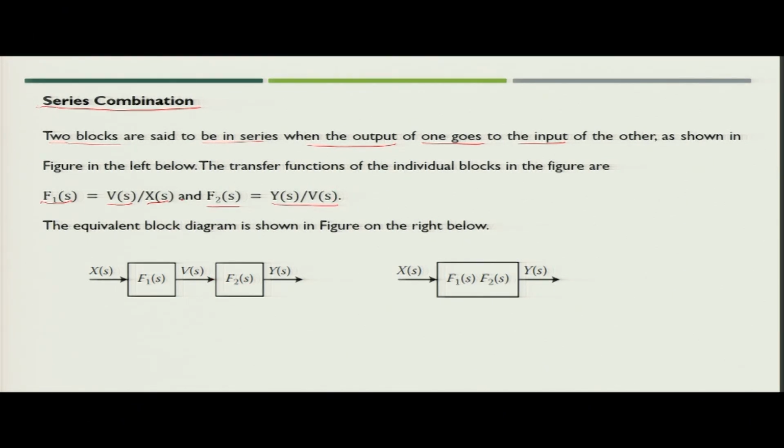So, if you use these two equations and simplify, you can say that Y(s) upon X(s) is nothing but F1(s) into F2(s). When two blocks are in series, you can combine both of them and represent them by one single block, and then the block will be F1(s) into F2(s). So, X(s) is the input, F1(s) into F2(s) is the combined transfer function of the system, and Y(s) you will get as an output. In case of series combination, you can multiply the transfer functions and get the final transfer function of the system.